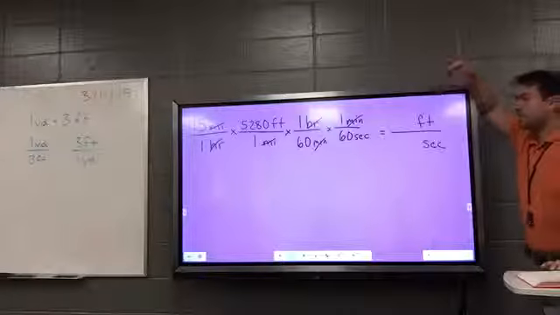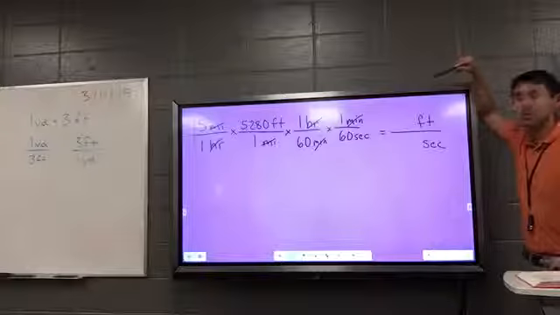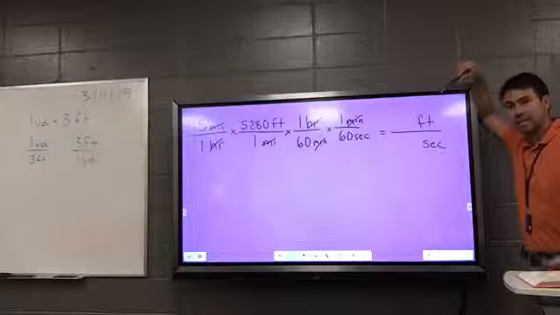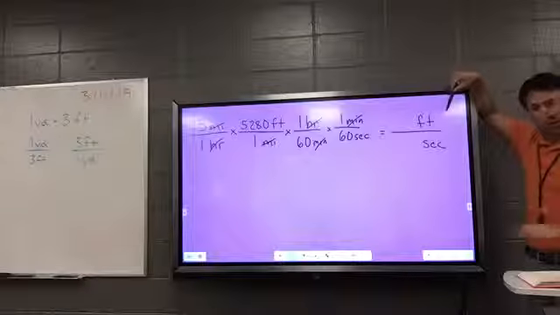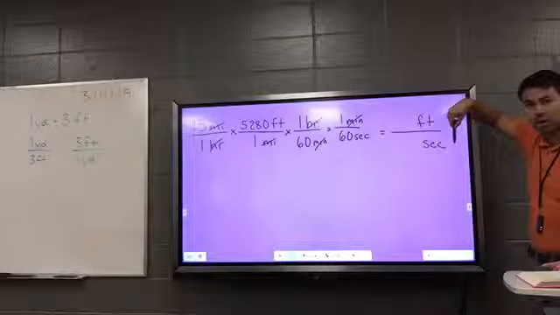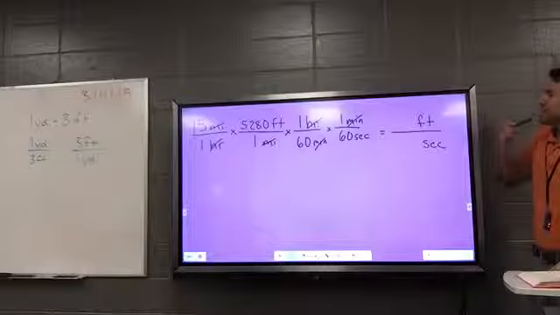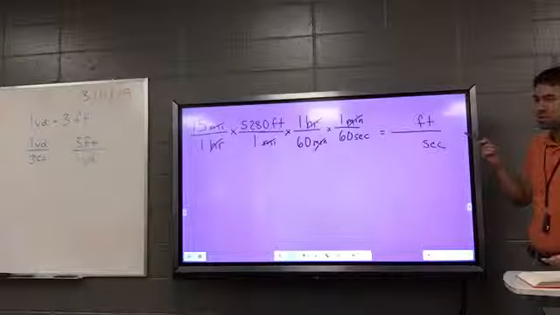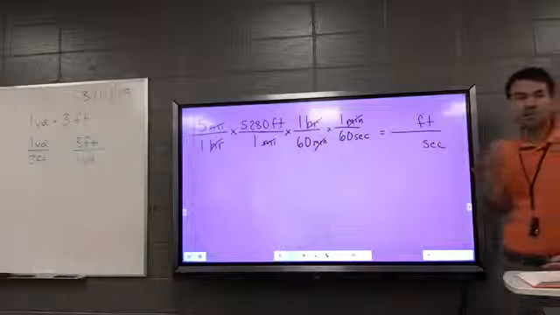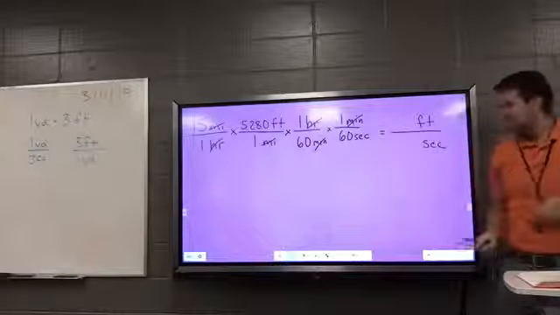Let me ask you, look at the numerator with the units. What unit is left? Feet. What unit is left in the denominator? Seconds. Is that what I wanted? Yes. Uh-oh. But not only did I have to deal with the units, I had to deal with the numbers.